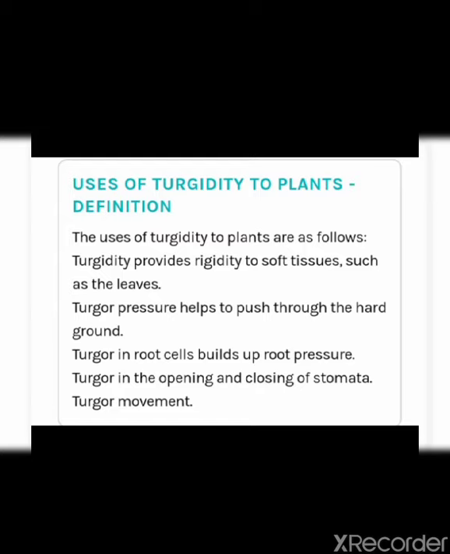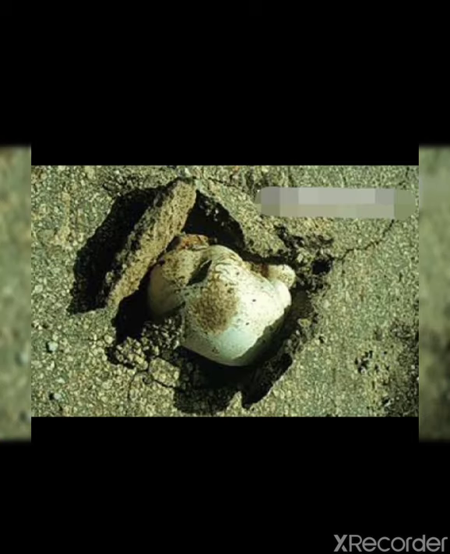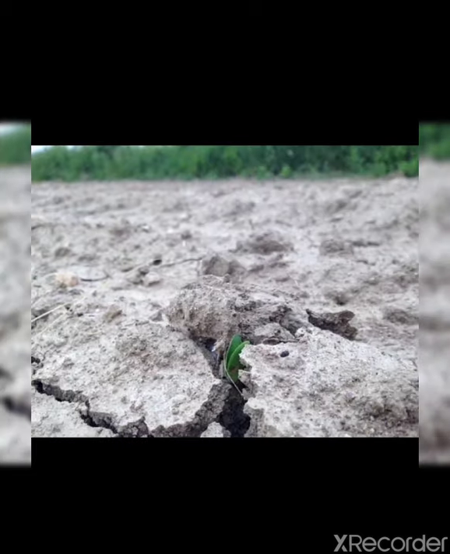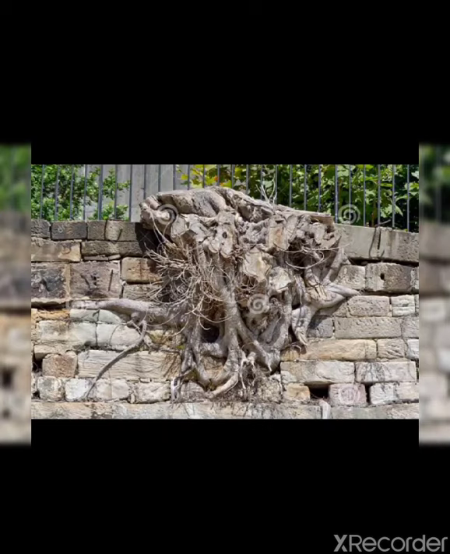Now next, turgor pressure helps to push through the hard ground, as in mushrooms and in a seedling. Sometimes the roots of certain trees have been seen to crack the walls or a concrete floor of an adjoining building.